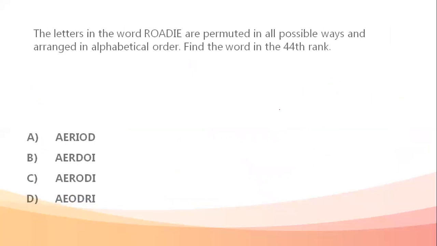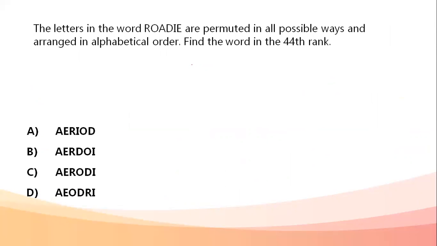Next question. The letters in the word are permuted in all possible ways and arranged in alphabetical order. What is the word at the 44th rank? That is what we have to find out. Arranging the word alphabetically, the first arrangement should be A, D, E, I, O, and R. This is what the first arrangement should be.